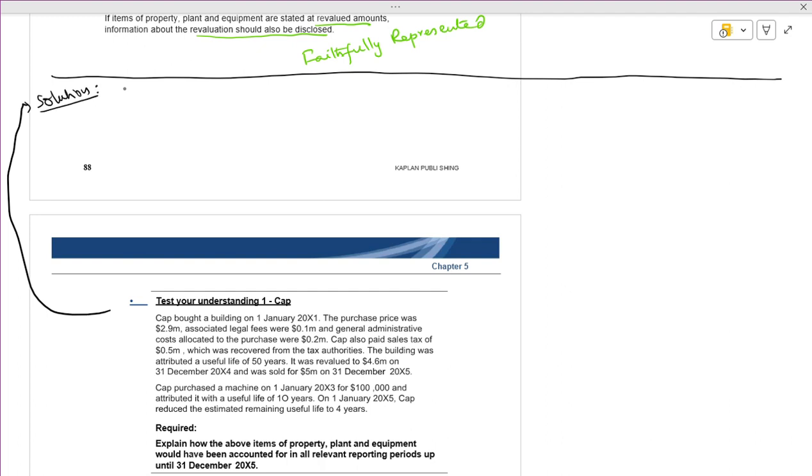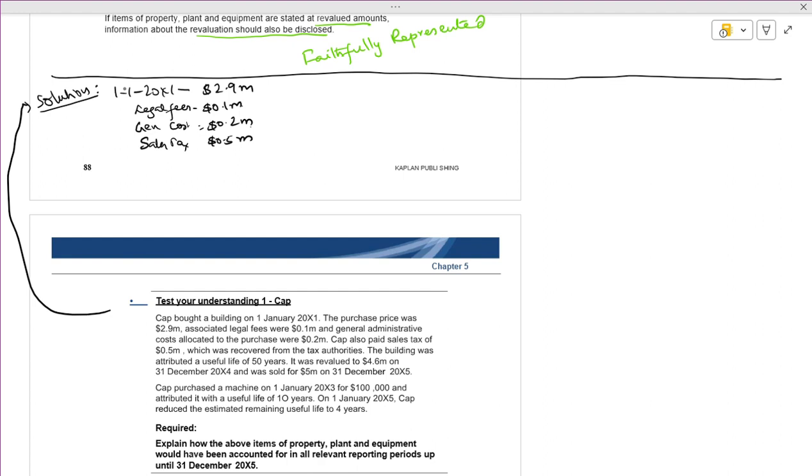CAP bought a building on 1/1/2001. The purchase price is 2.9 million. Associated legal fees are 0.1 million. General costs allocated to the purchase are 0.2 million. CAP also paid sales tax of 0.5 million, which CAP has recovered from the tax authority.